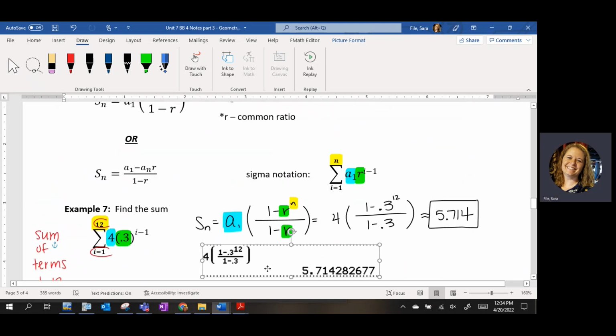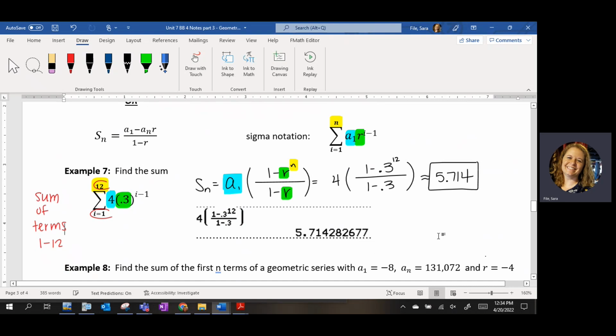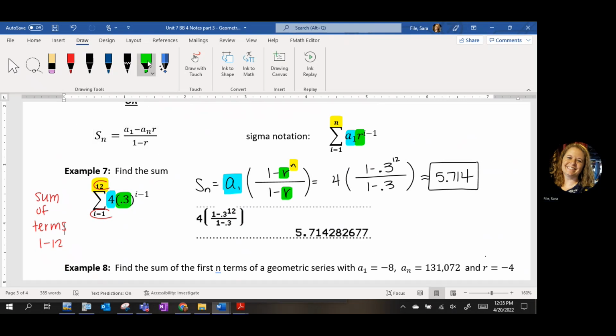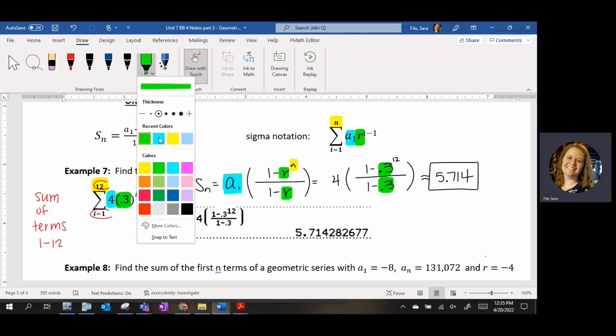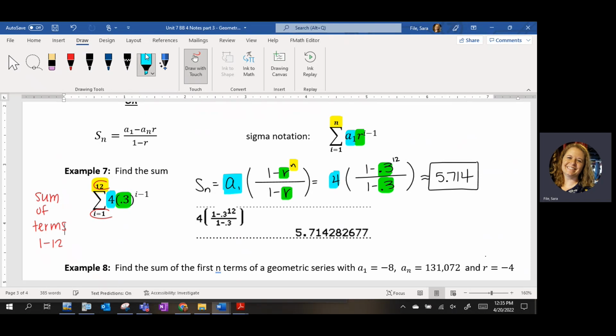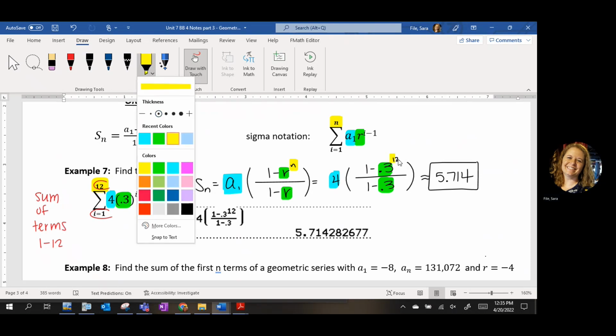Okay, so there it is. That's how I plugged it into the calculator. So far, so good? All right, let me just get those highlighting done. Make sure we have that for the notes.